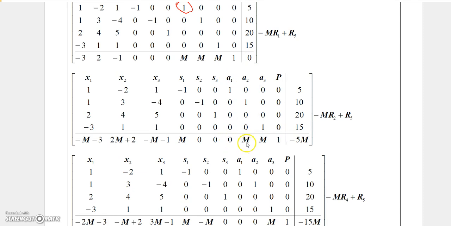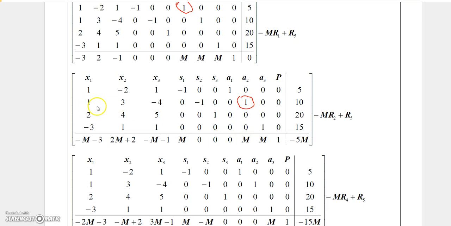You've got to now eliminate the m that's under the A2. So basically you're going to eliminate every m that's under the artificial variable before we start the simplex method. So now you're going to multiply right here in row 2 by negative m, and add it to row 5 to eliminate that m.